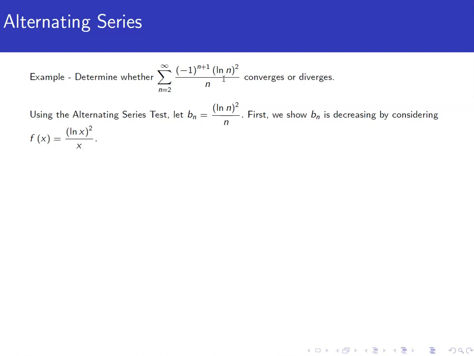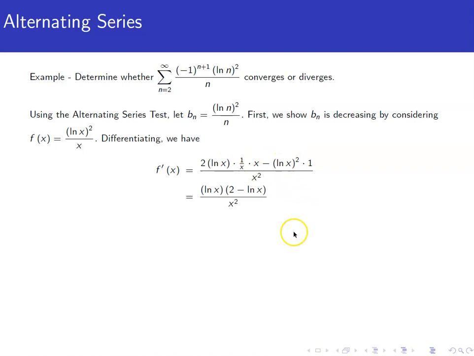So let's let f(x) be the function natural log of x, quantity squared, over x. To check whether or not this function decreases is just a matter of taking a derivative and seeing that it's negative. So let's differentiate. The top is a chain rule, so that's where the 2 log x times 1 over x is coming from. The derivative of the bottom is just 1 over x squared. The x's here cancel each other out. We can factor a log x out of both terms, so we're left with log x times (2 minus log x) over x squared.